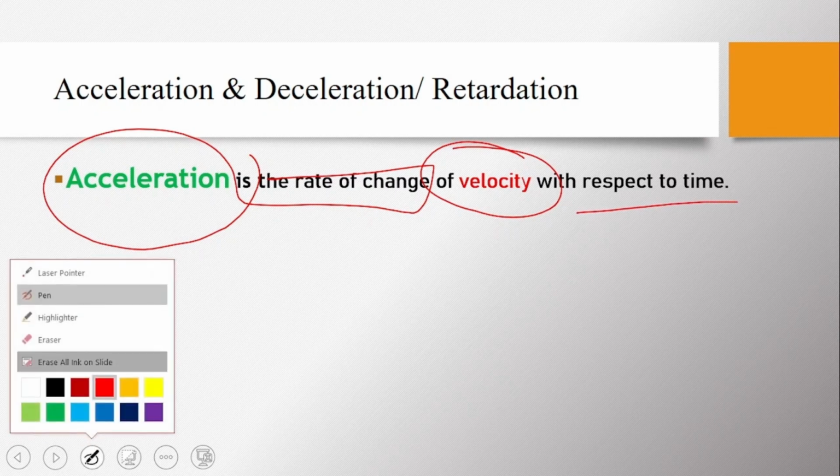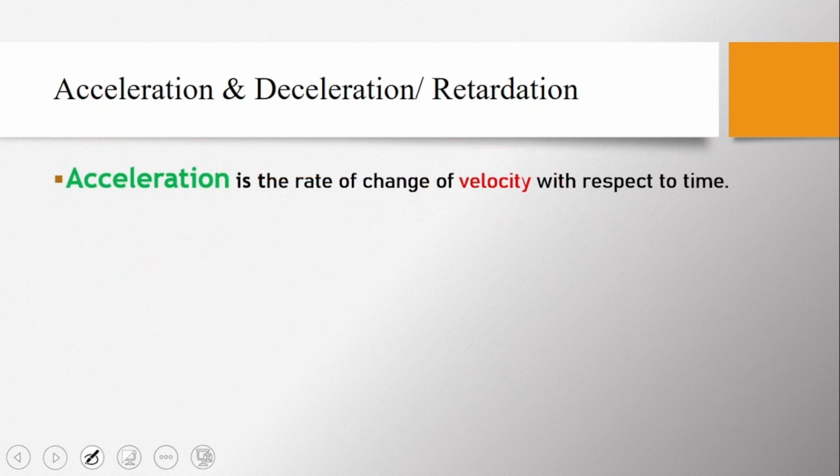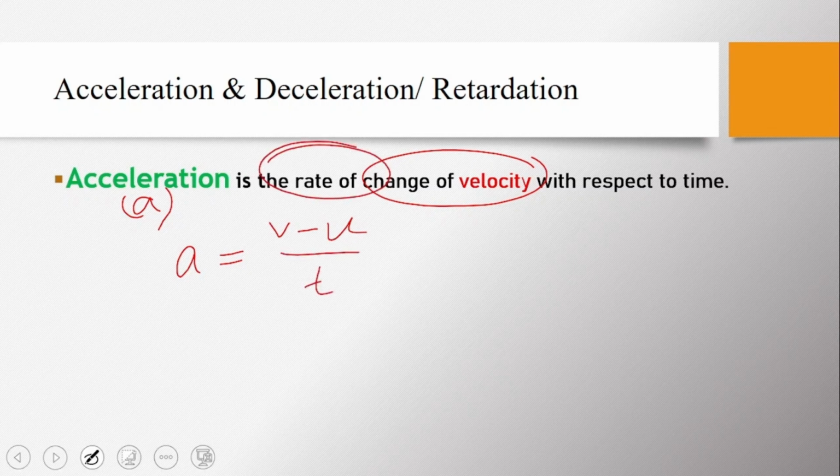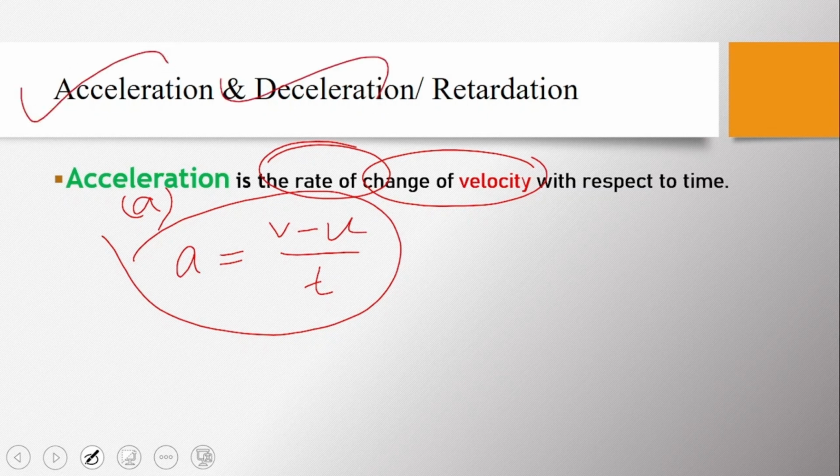Yes, you have seen that already. Acceleration is denoted by A. So A equals the rate of change of velocity. The change of velocity means final velocity minus initial velocity, divided by time. That is the formula we will use to solve mathematical problems regarding these topics, right? A equals v minus u by t.